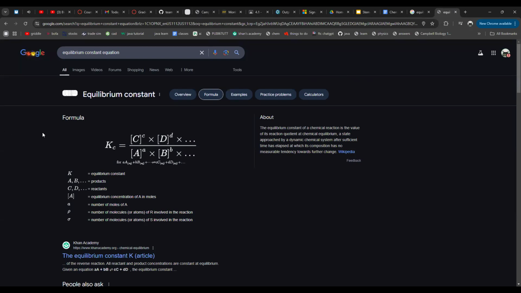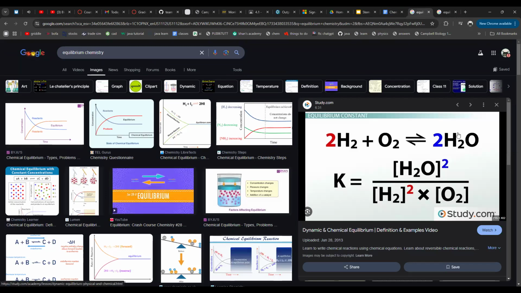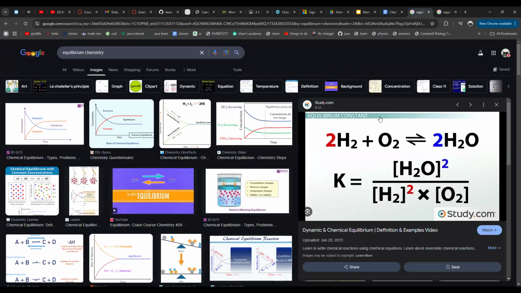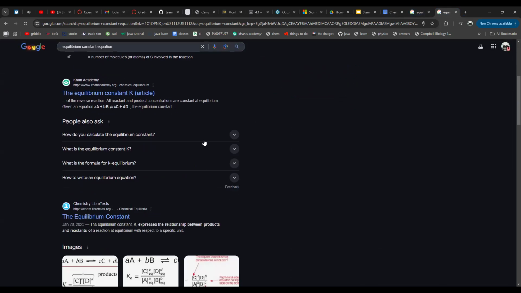So what you get here is, for example, H2 plus O2 yields 2H2O. You have the equation for K, which is pretty funky to read. What you have here is that the products go on the top, and then the reactants go on the bottom. And here you have H2O in brackets. That just indicates the number of moles.